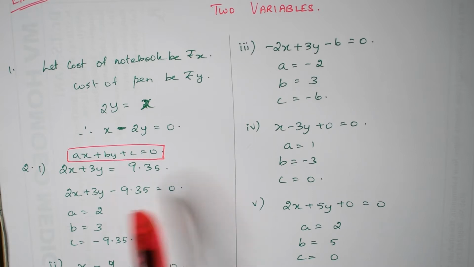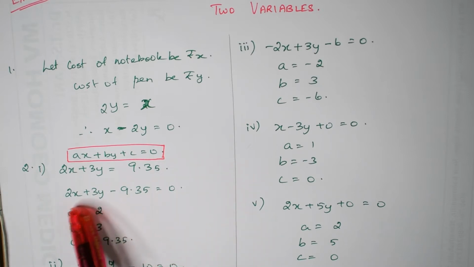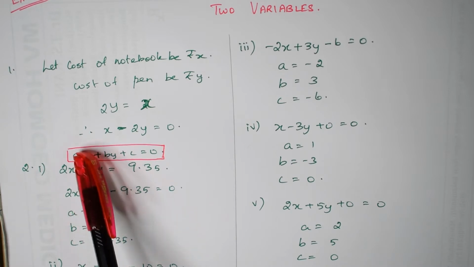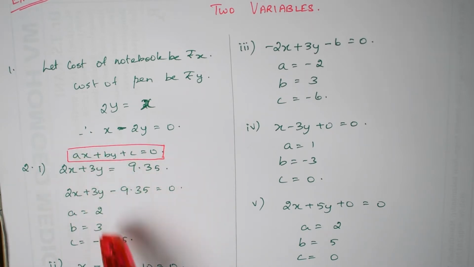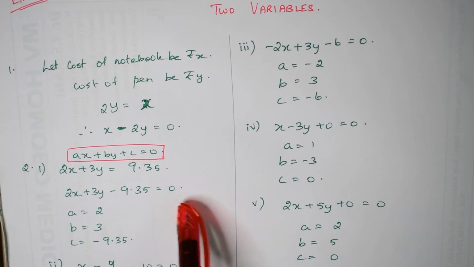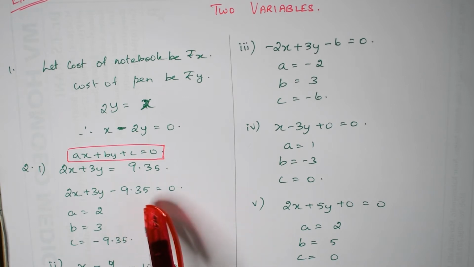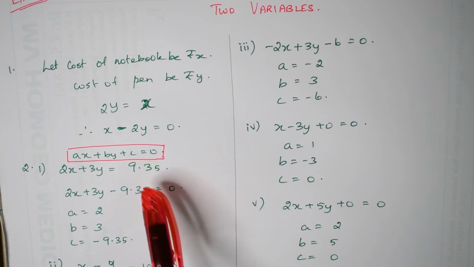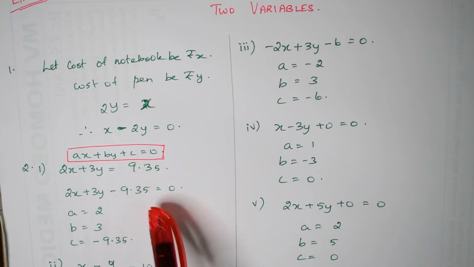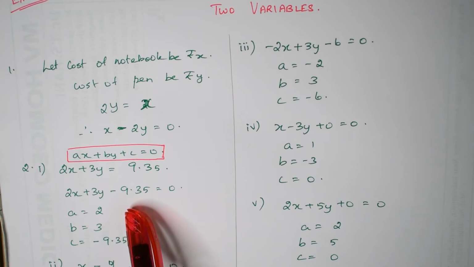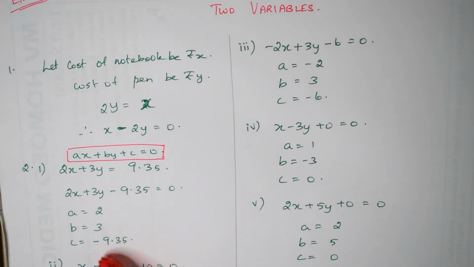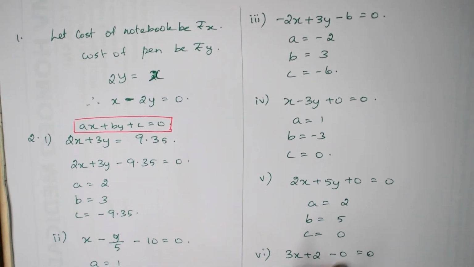This becomes the equation. And here the value of a is 2, b's value is 3, and c's value is minus 9.35. I think now you will understand why we brought this minus 9.35 to the left hand side. If it is on the right hand side, we would have written it as a plus value, but when it comes to the left hand side, it takes a negative value, and so that minus has a value. So it is so important when you bring the constant to the other side. So take care in writing the equation in its general format.